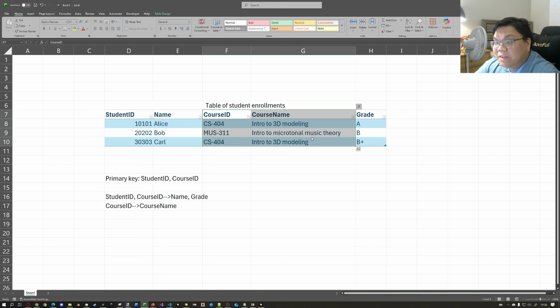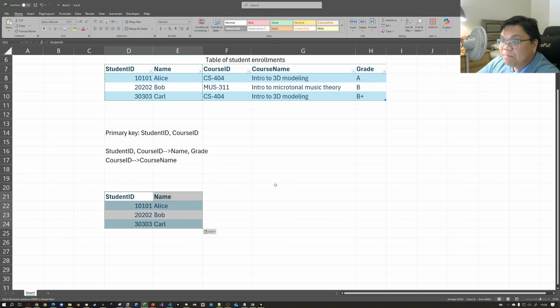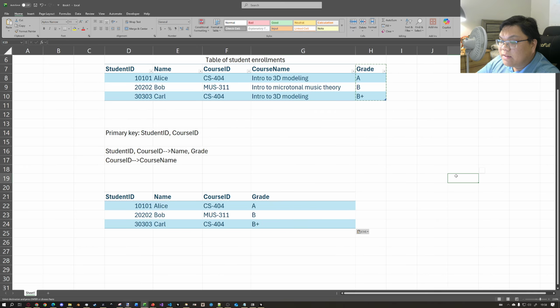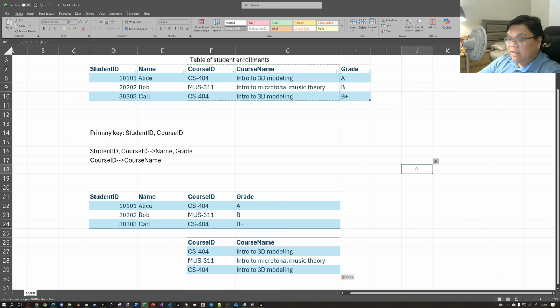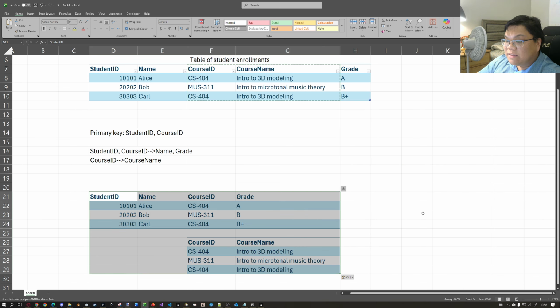The non-key attributes of name and grade are determined by both the student ID and course ID. So there's no violation there, but we have a second normal form violation because the course ID alone determines the course name. So the solution is to just split this out. That's table number 1, and table number 2 is that. So there we go. Now these two schemas are in second normal form. So there's your second normal form violation example.